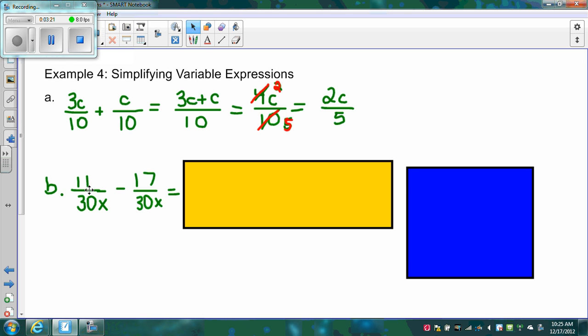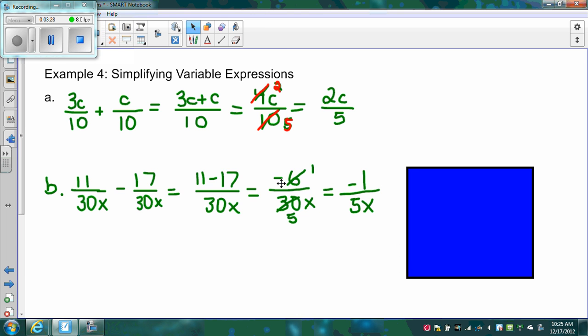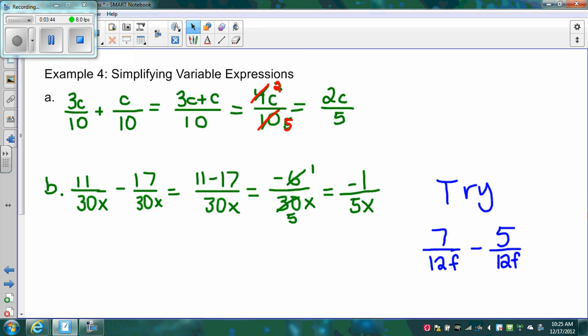So here's another example. What if the variable was on the bottom? 11 minus 17, both of them over 30x. So in this case, 11 minus 17 is negative 6. Negative 6 and 30 can both be divisible by 6. So 1 is on the top, 5 is on the bottom. We keep this negative sign, so it's negative 1 over 5x. So give this problem a try. 7 over 12f minus 5 over 12f.